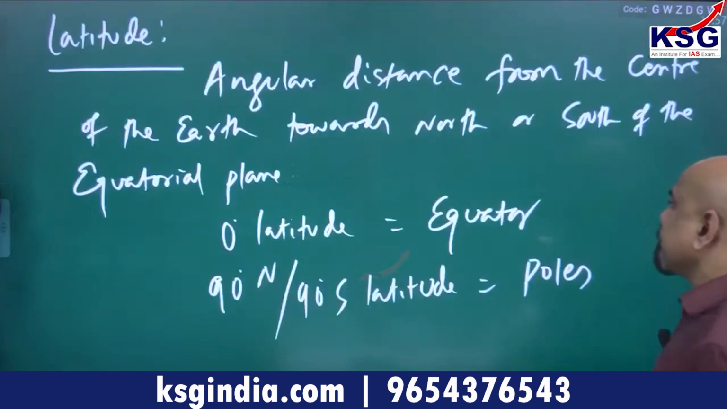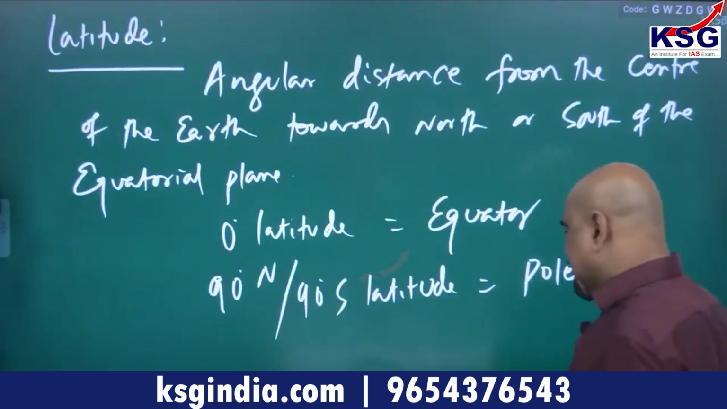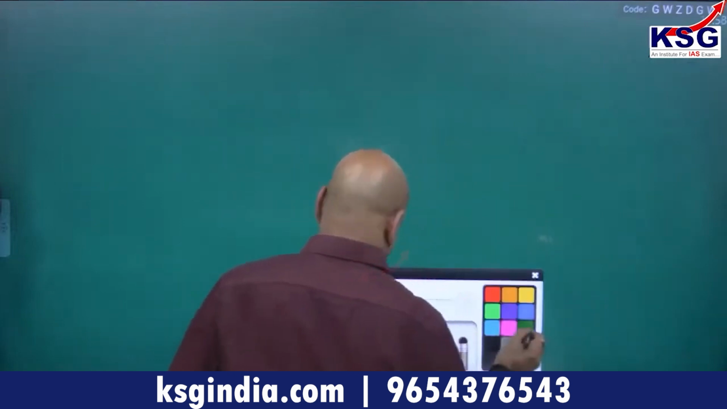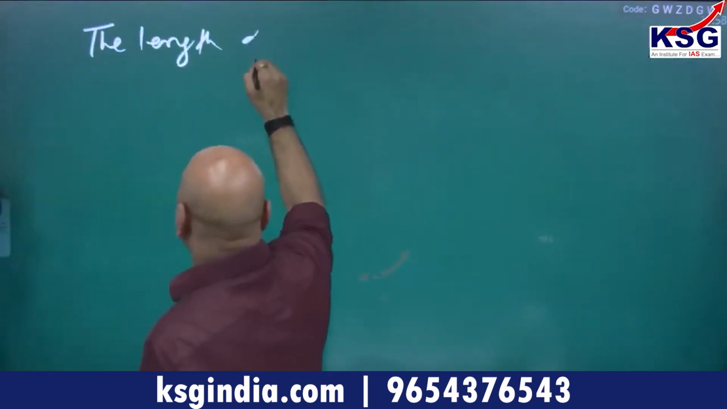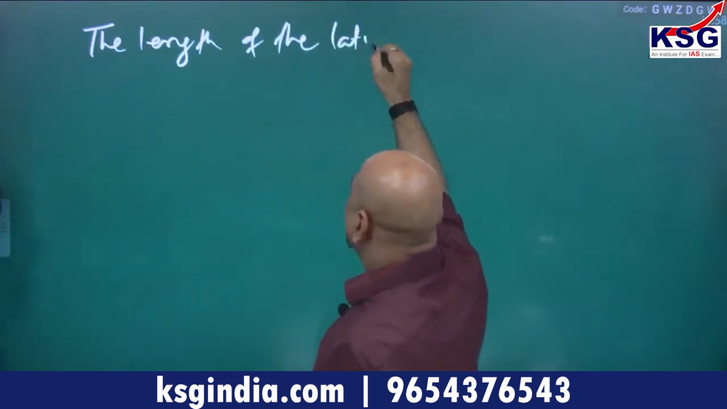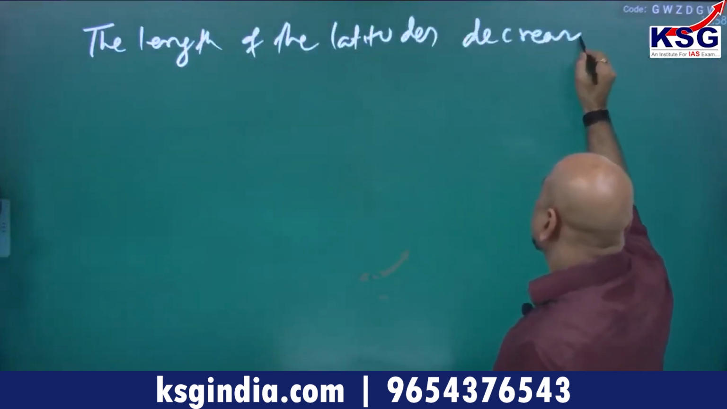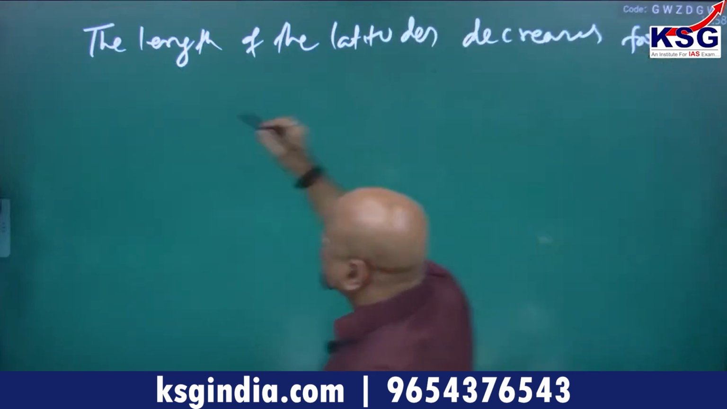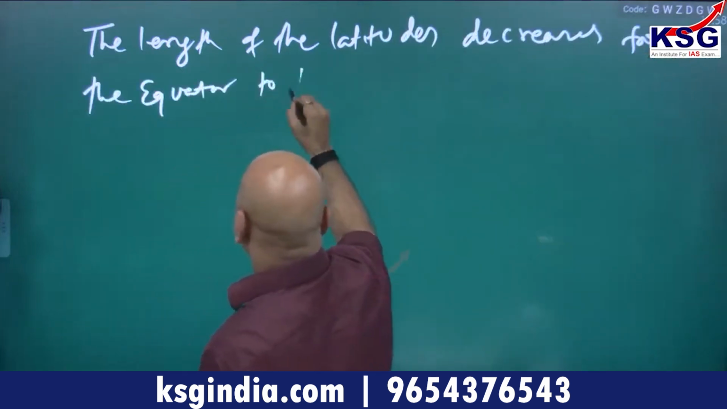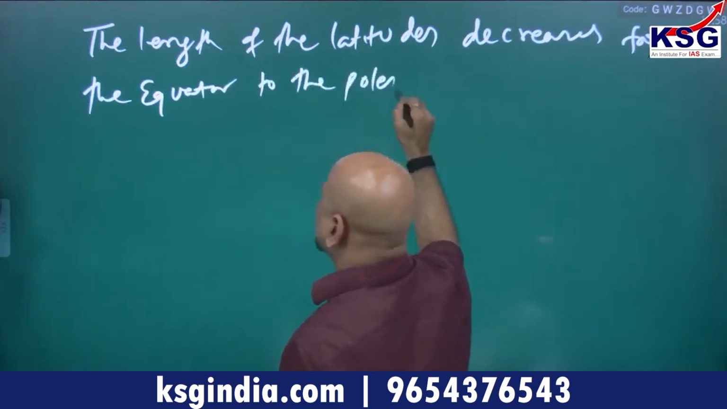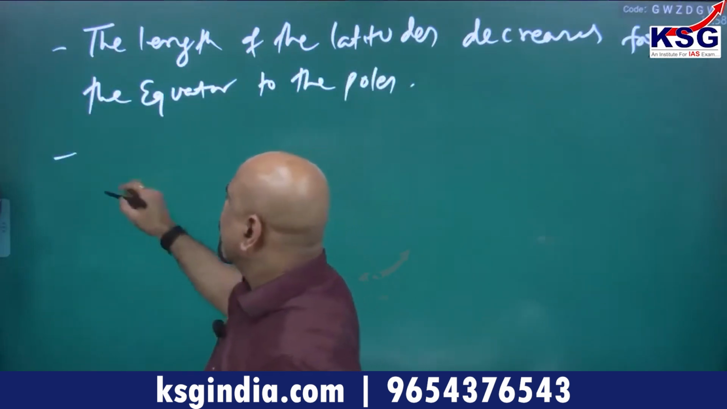Look at here, in these latitudes, I can say one more point here. The length of the latitudes decreases from the equator to the poles. From the equator to the poles, the length of the latitude decreases here. Okay.